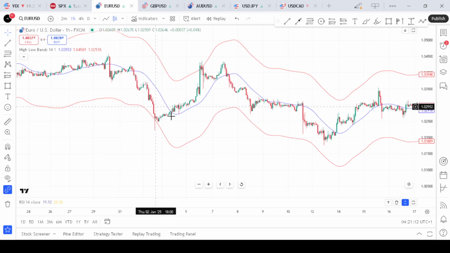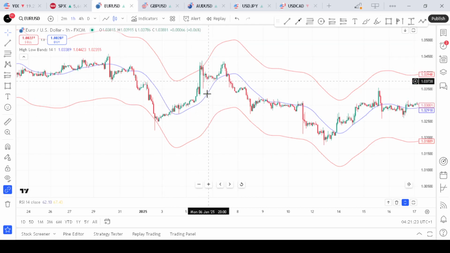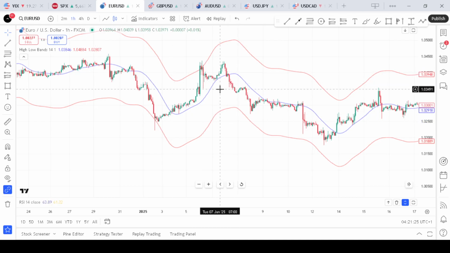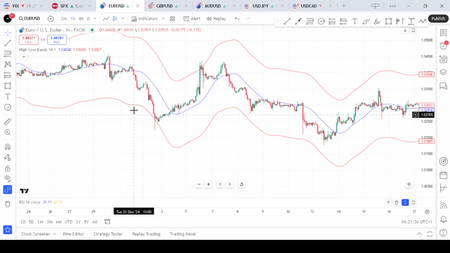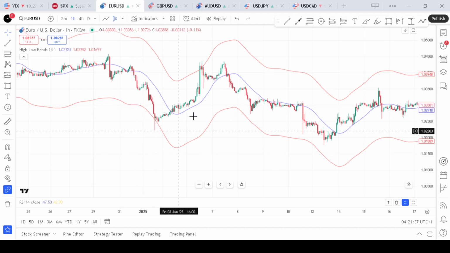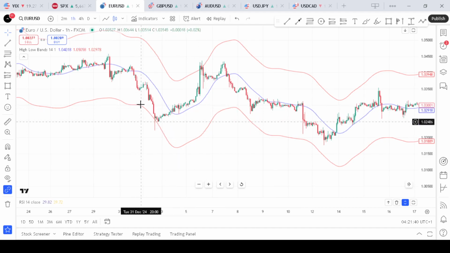An upward slope usually indicates an uptrend, and you would have to look for buying opportunities. When you see an upward slope, it signifies an uptrend and you look for buying opportunities. But when you see a downward slope, it typically indicates a downtrend and you would have to look for selling opportunities. So you enter a long position when price bounces off the middle line during an uptrend.